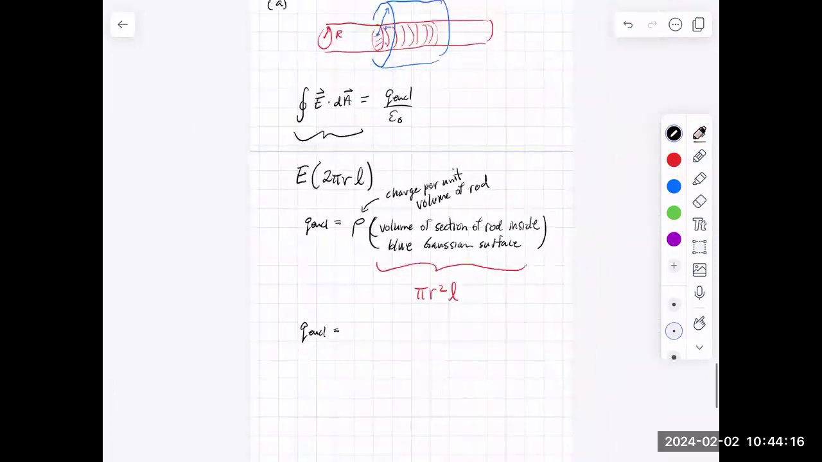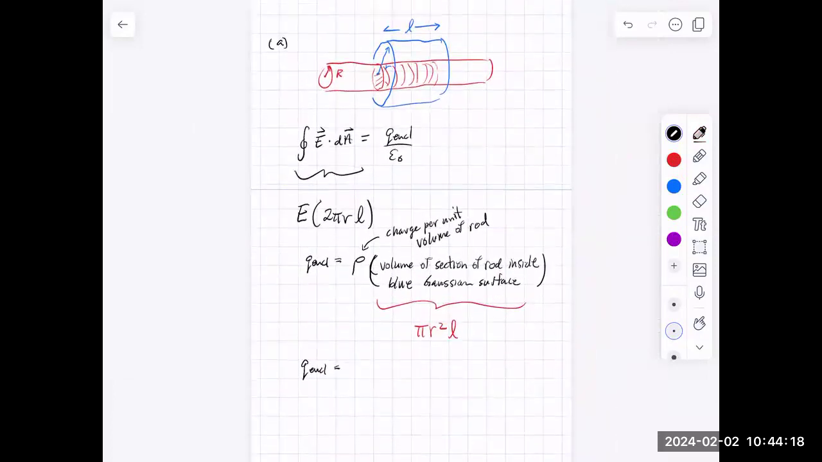Does anyone see what mistake I made? That's right. I want that red volume, and we said the rod has a radius of capital R. So there we go. Good. Perfect. Okay, so Q enclosed is rho pi R squared L.